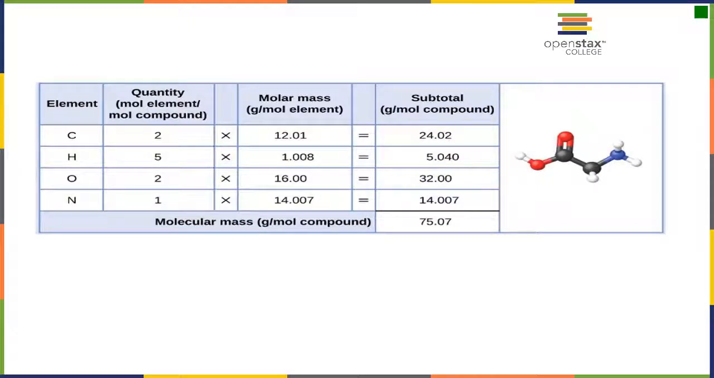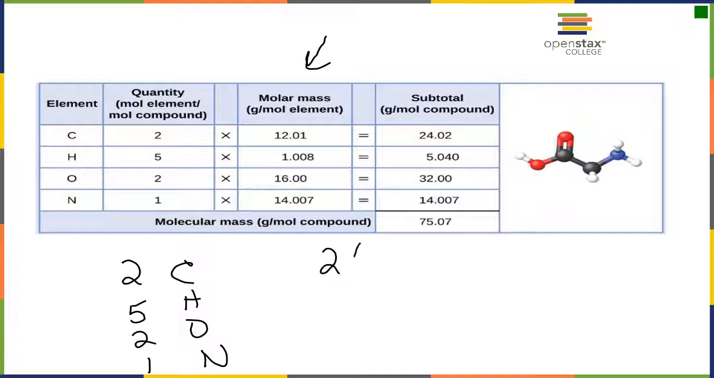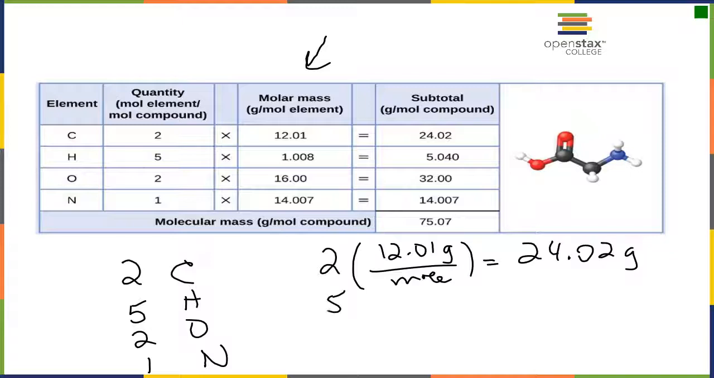So if we take a look at this molecule here, where we have 2 carbons and 5 hydrogens and 2 oxygens and 1 nitrogen, we are simply going to take the number of moles that we have, which would be 2 moles of carbon, multiplied by its mass, 12.01 grams per mole, and that's going to give us the mass of carbon. Units are now grams, and we could continue to do this with 5 moles of hydrogen, keeping track of the fact that this is a mole now, and 1.008 grams per mole.